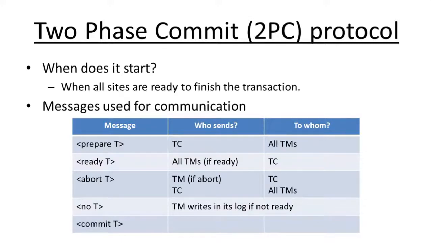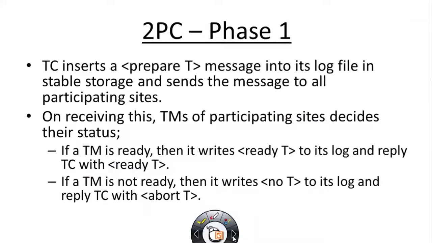Okay, now let us see how it works. Two-phase commit protocol, phase 1. In phase 1, the transaction coordinator inserts a prepare T message into its log file in stable storage and sends the message to all the participating sites. Assume that a request comes to site 1, and site 1's transaction coordinator is responsible for handling this transaction. It is going to write a prepare T message into its log file in stable storage.